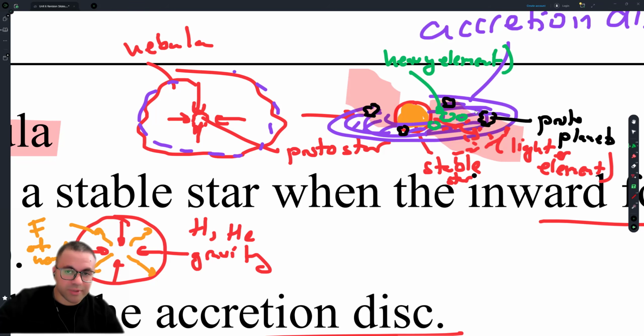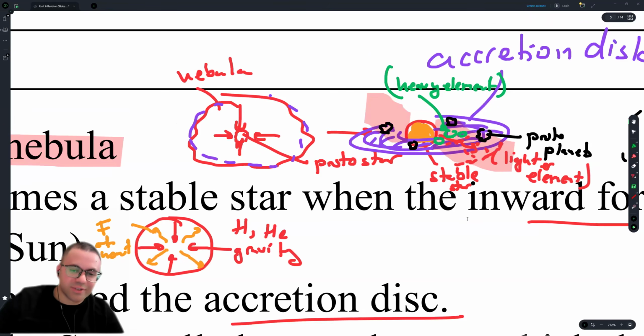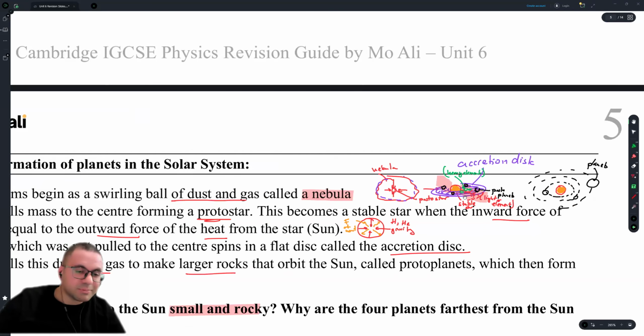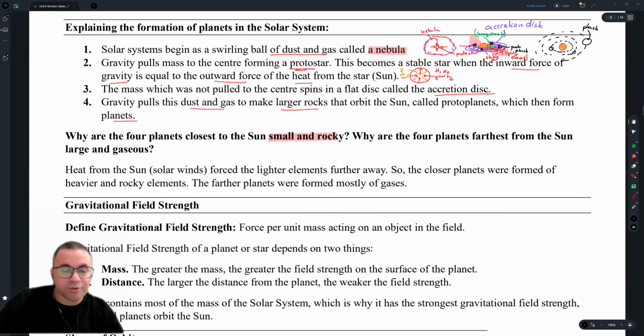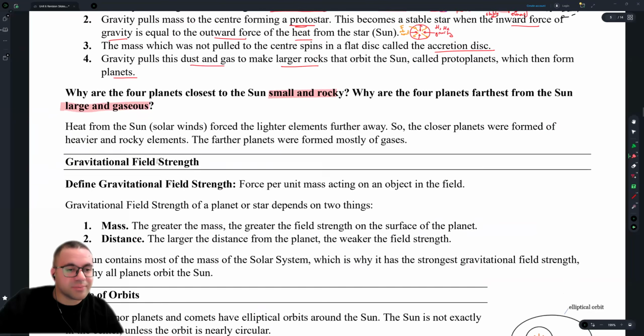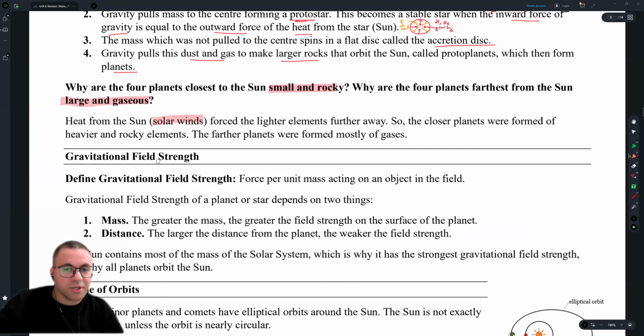So when the planets were forming, the ones close to the sun only had mostly heavy elements to pull from. There's some gas, but mostly heavy elements, so they're small and rocky. Whereas the four planets far away are mostly made of gas because that was all there was. So how do we explain that? We say that the heat from the sun, or what we call solar winds, pushes the lighter elements further away. So the closer planets were made of heavy or rocky elements, far planets were made of gases. Very good.